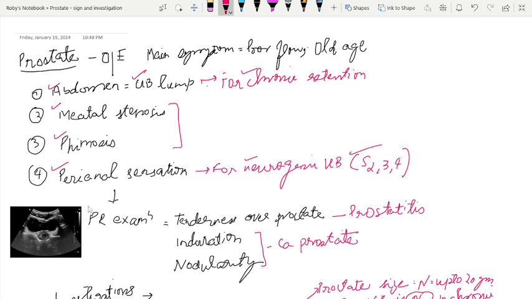In the last, rectal examination. In rectal examination, we have to check the tenderness over the prostate, which signifies prostatitis. Always tenderness is for infection, itis. Next, in the rectal examination is induration and nodularity. Both these things signify CA prostate.